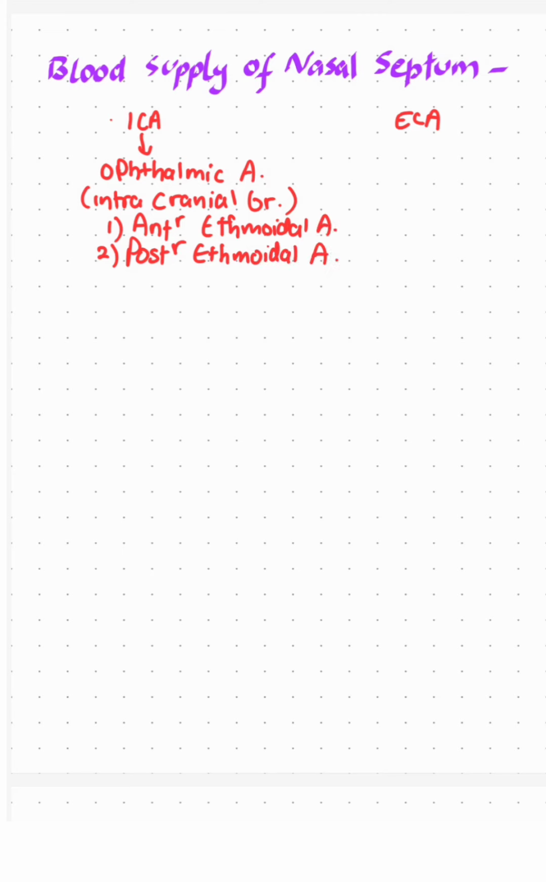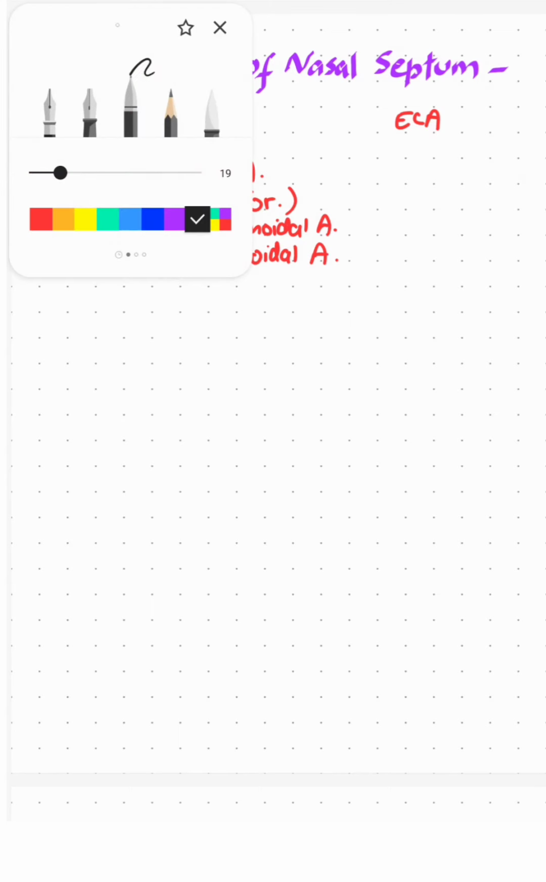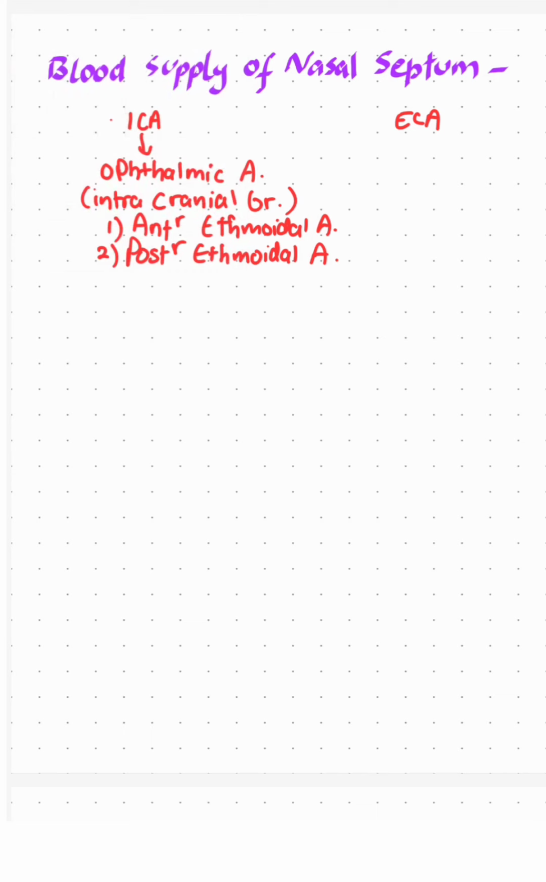So these are the two branches of the ophthalmic artery, which is a branch of the internal carotid artery, and the ophthalmic artery is an intracranial branch which gives two branches, anterior and posterior ethmoidal artery, which are going to supply the nasal septum. Now talking about the external carotid artery, the external carotid artery gives two branches. The first one is the maxillary artery and the second one is the facial artery.